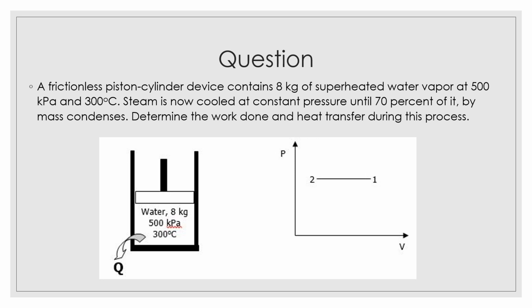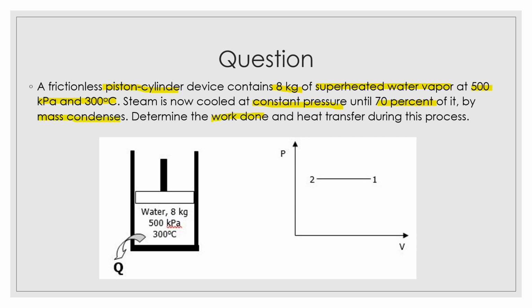You need to remark some of the important keywords from the question. Firstly, piston cylinder, which represents the closed system. And then the mass, 8 kg. Superheated water vapor refers to the state of the substance, 500 kPa and 300 degrees C, the condition of the state. And steam is now cooled at constant pressure. Okay, still remember constant pressure is equivalent to isobaric, until 70% of it by mass condenses. So 70% is the quality or X value by mass condenses. Determine the work done.